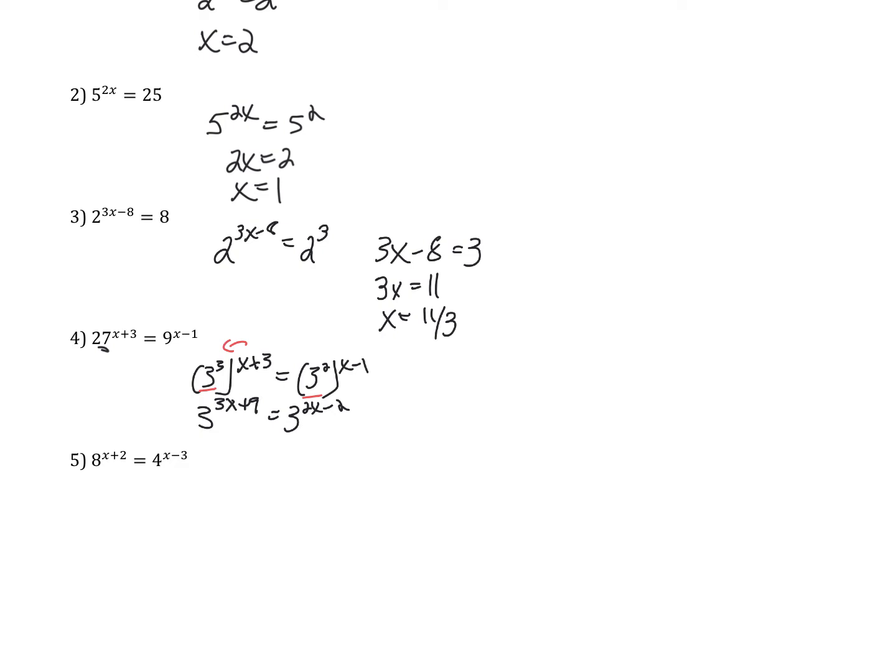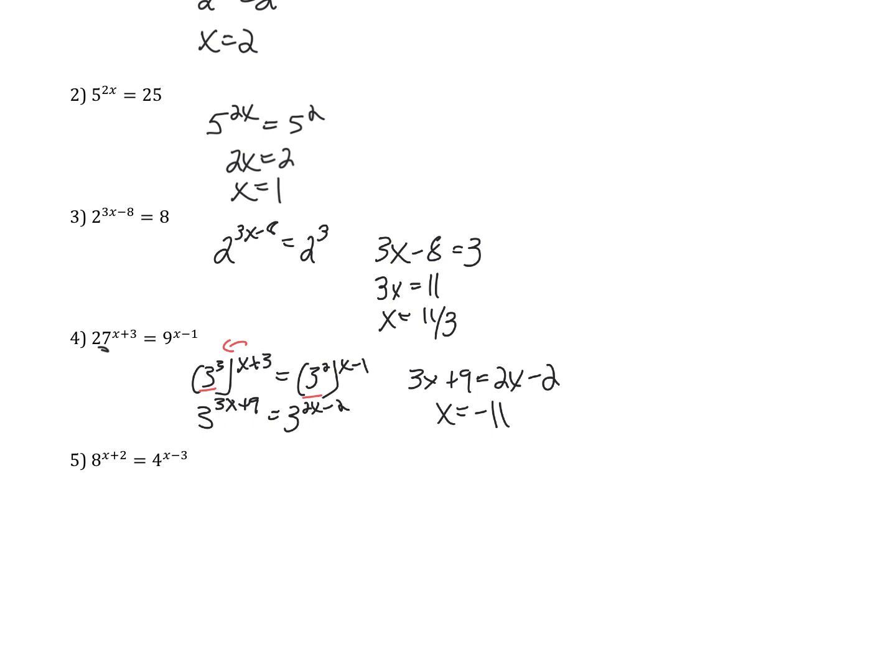Now that they have the same base, and I've broken them out of the parentheses, I can just set the exponents equal to each other, such that I could say 3x plus 9 equals 2x minus 2. If I move the 2x to the left side and the 9 to the right side, I get x equals minus 11.